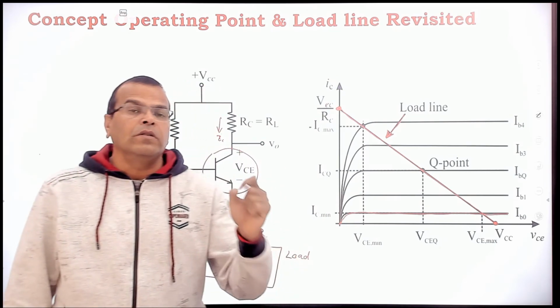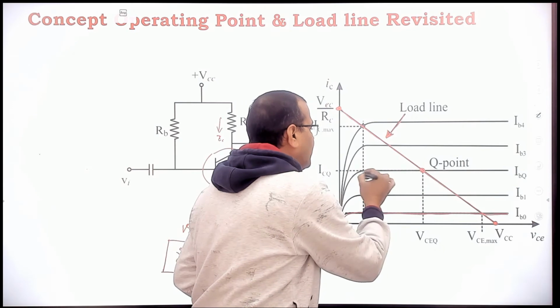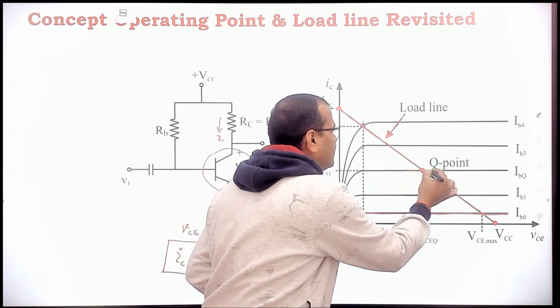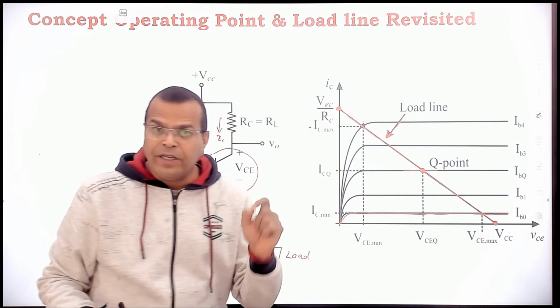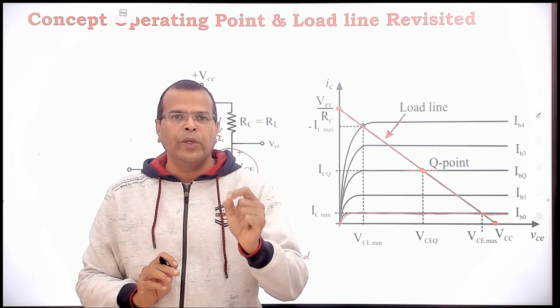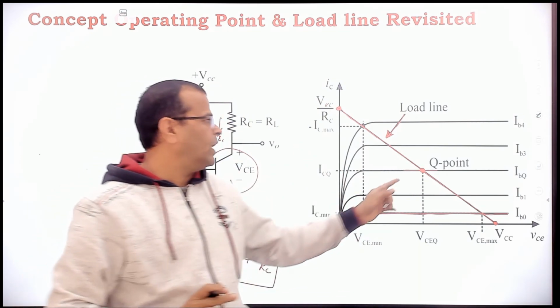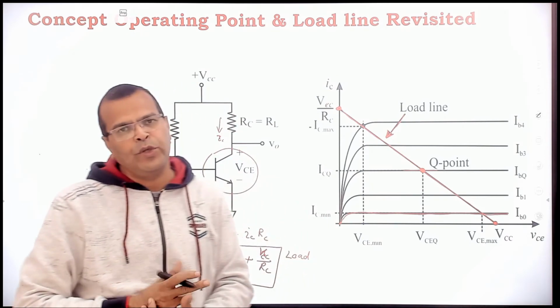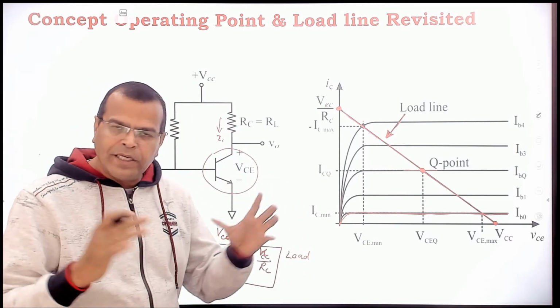Now, the intersection of the load line with the characteristic of the BJT, this is the characteristic of the BJT, is known as the operating point or Q point. That is known as the operating point or Q point. Now, an interesting point.